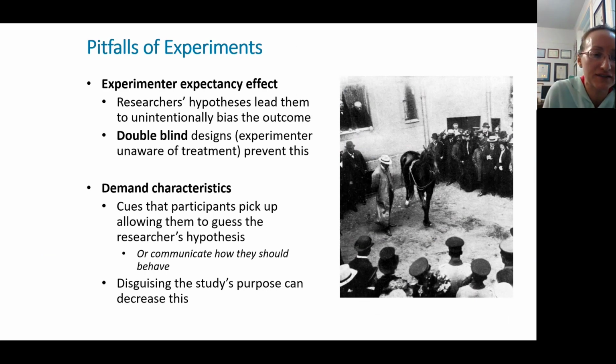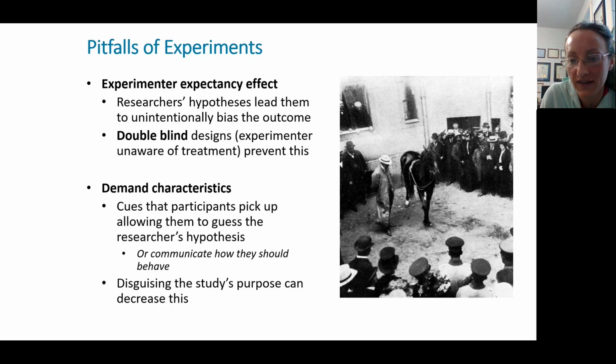Other pitfalls in experiments. Researchers can bias an experiment by being too involved in it, in a way that their hopes and expectancies actually change the result. So let's say that I really believe in my new therapy and I hope that it's a breakthrough and that it works and helps people.